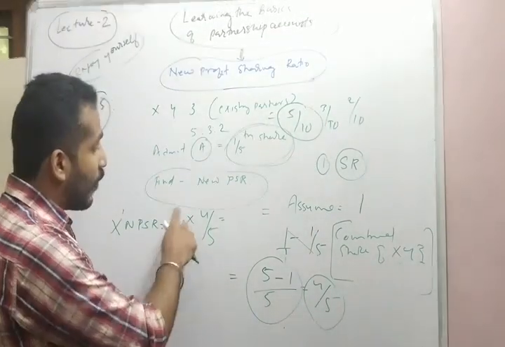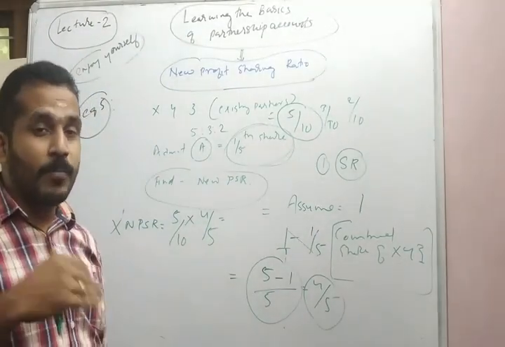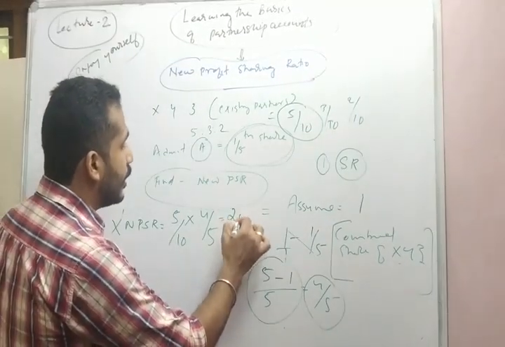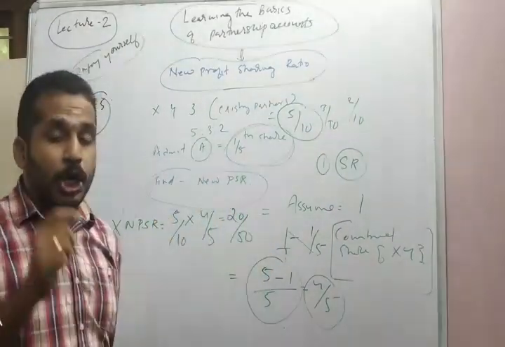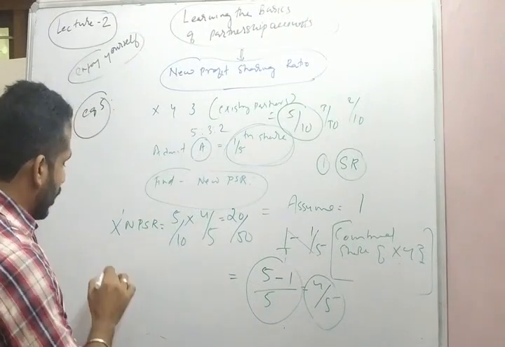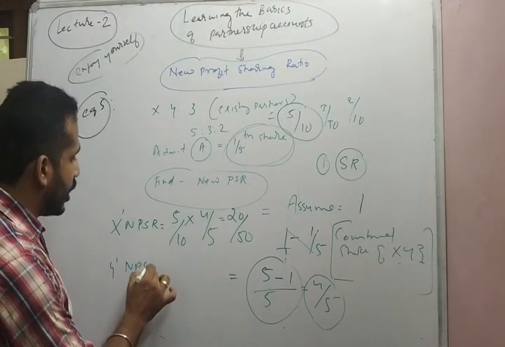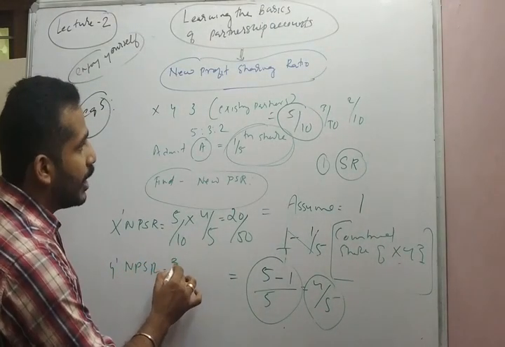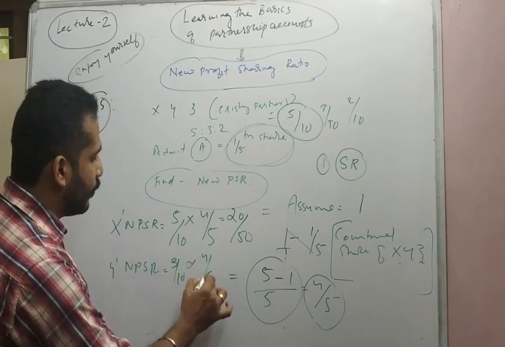4/5 part means 5 by 10 multiplied by 4 by 5. Then we will get 20 by 50. Then Y's new profit sharing ratio is 3 by 10 into 4/5 part.